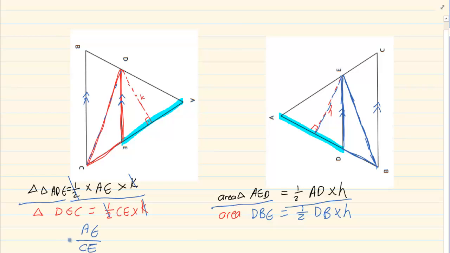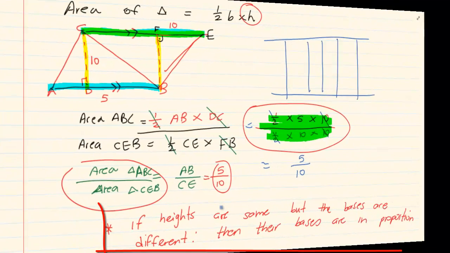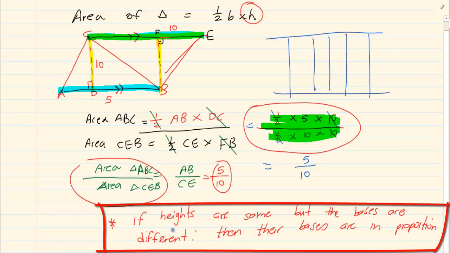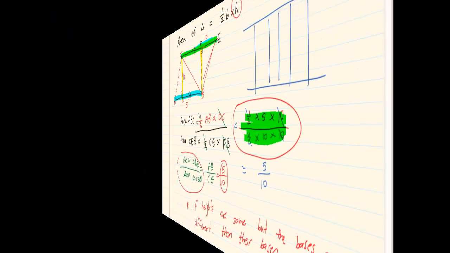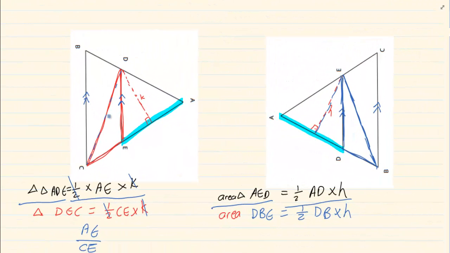We had discussed in our previous videos areas that had the same perpendicular heights. If the heights are the same but the bases are different, then their bases are in proportion. Now, proving that, what can we say here? Their heights were the same. In this triangle, both the heights of these two triangles were k. So their heights were the same, so we have their bases are in proportion. So we have AE over CE.